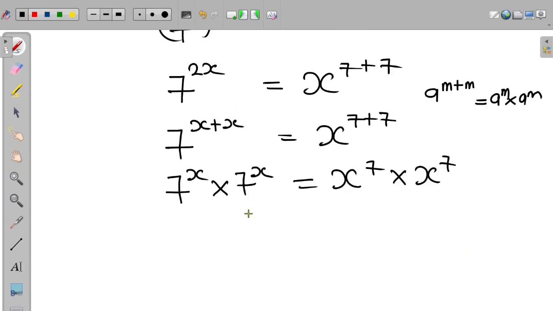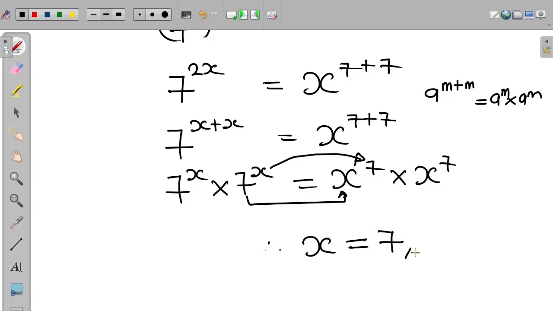So if we compare this equation, you will find out that x is equal to 7. So therefore, x is equal to 7.